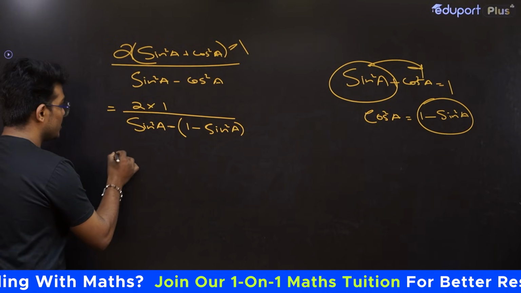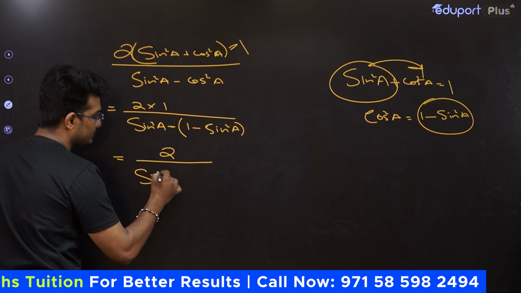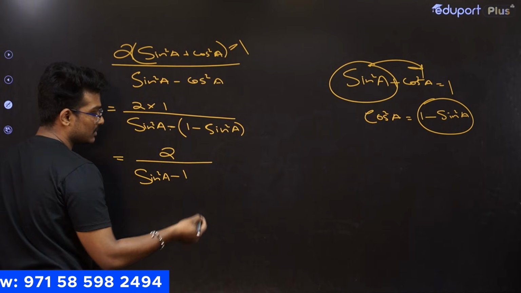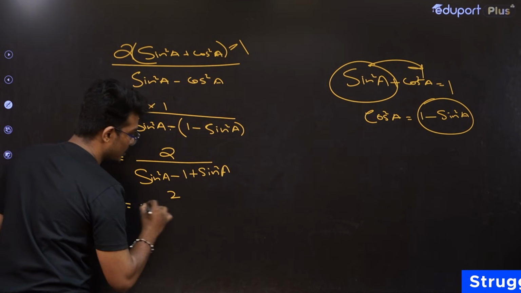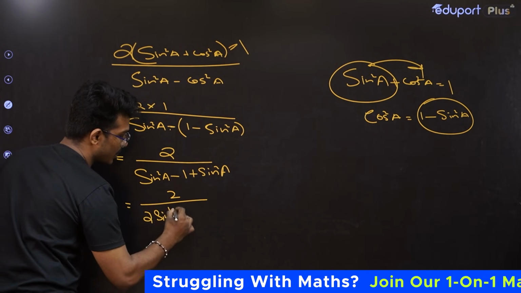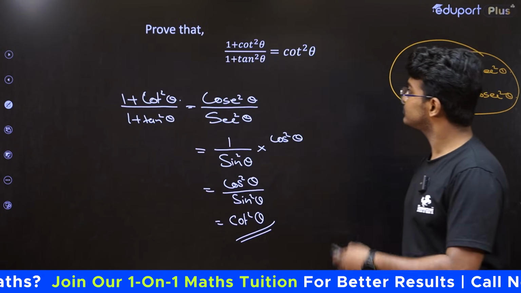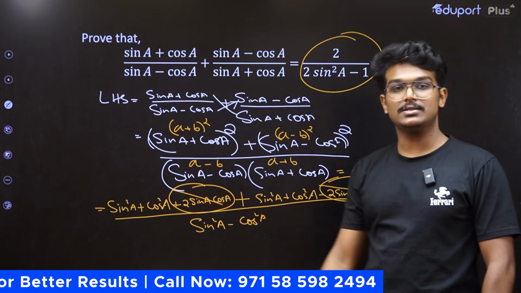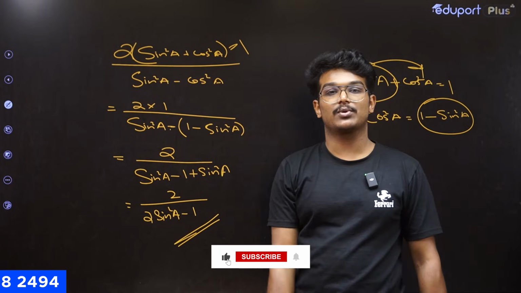So 2 into 1 is equal to 2 divided by sin square A minus 1, then this minus and this minus will combine, then it will be plus sin square A. So the answer will be 2 divided by sin square A plus sin square A is 2 sin square A, 2 sin square A minus 1. This is the RHS. Yes, 2 divided by 2 sin square A minus 1. That is what we got here.